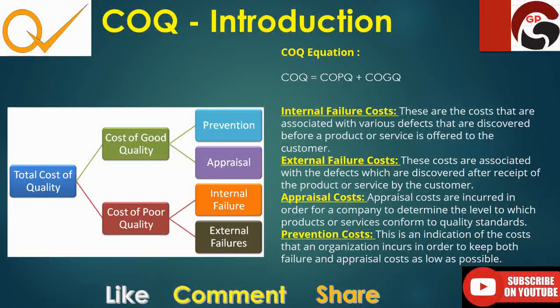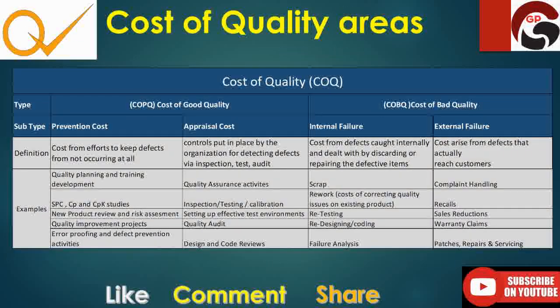Internal failure costs are the costs associated with the various defects that are discovered before a product or service is offered to a customer. External failure costs are associated with the defects which are discovered after receipt of the product or service by the customer. Appraisal costs are incurred in order for a company to determine the level to which products or services conform to the quality standard. Prevention cost is the cost that an organization incurs in order to keep both failure and appraisal cost as low as possible.